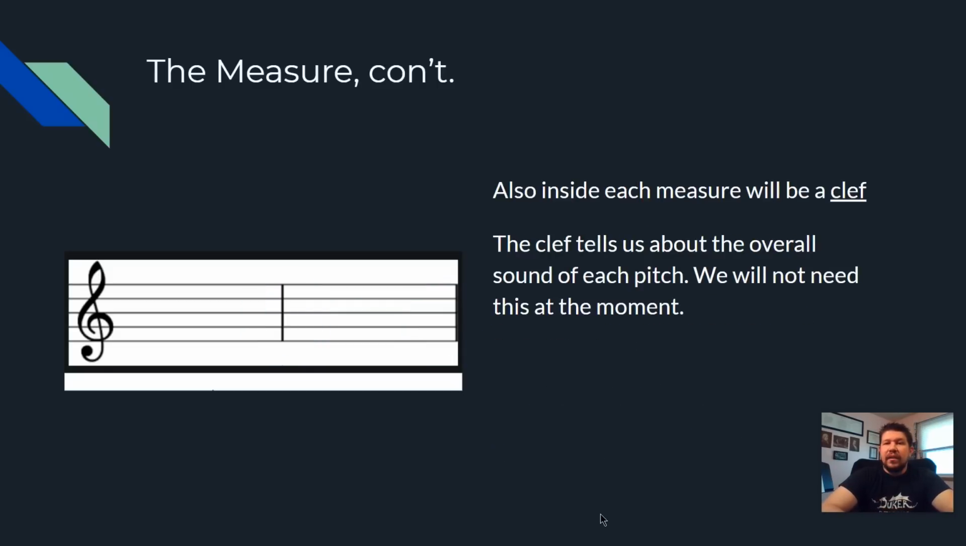So inside of the first measure, it's going to have something called a clef. The clef is outlined in green right there. The clef is going to tell us about the overall sound of each pitch. We don't need this at this time. We're focused more on rhythm. Pitch is going to be a little bit different. So I wanted to introduce this right now, but we will dig more into that in the coming weeks here.